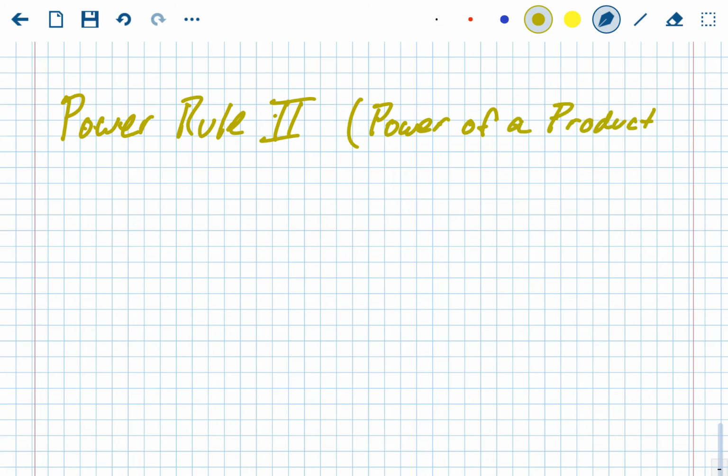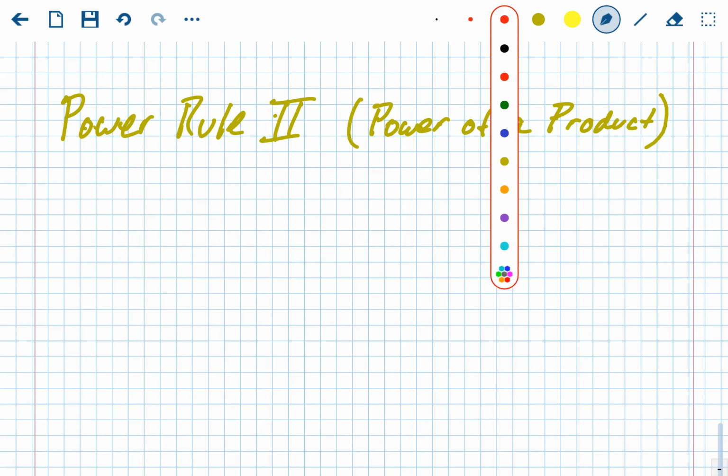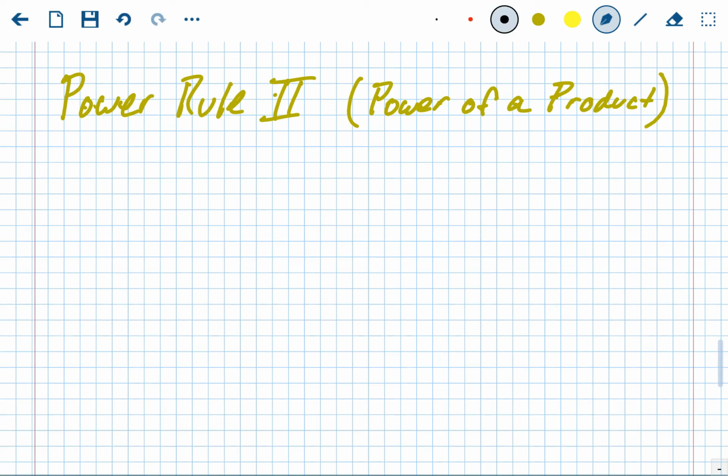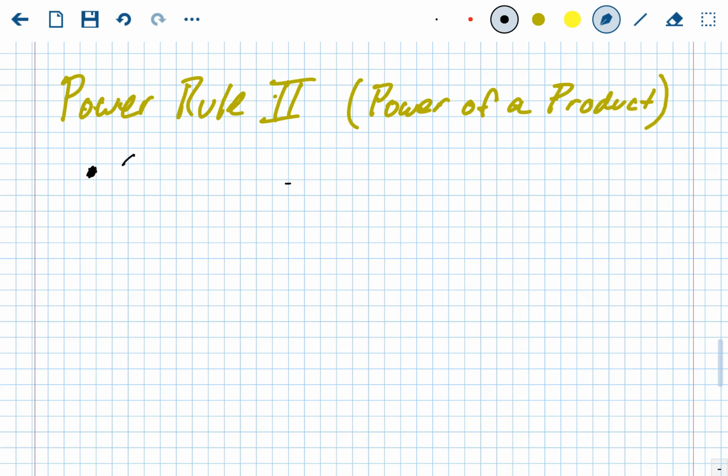So the first one was power of a power, raised to another power. This one's power of a product. So this one's a product raised to a power, multiplication raised to a power. All right, so power rule 2, and this is the one a lot of people mess up. In power rule 2, we're distributing, and we're not really distributing. We're not doing the distributive property.